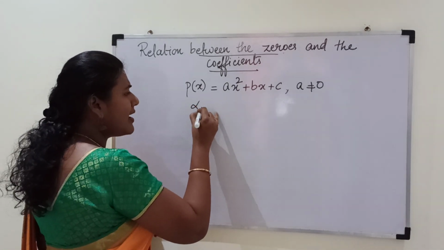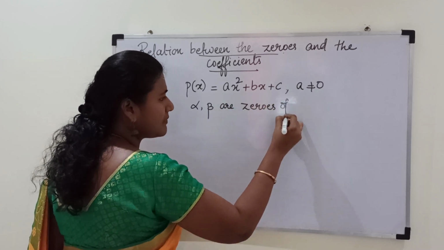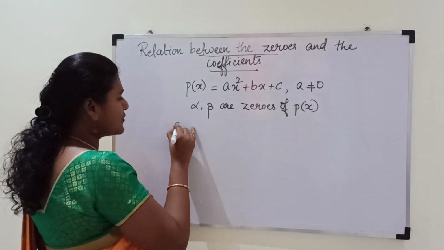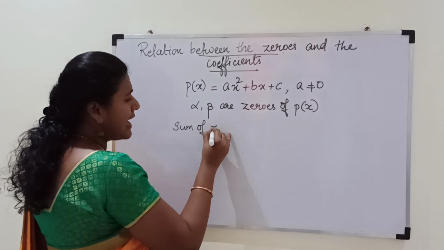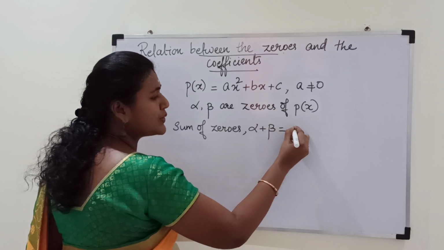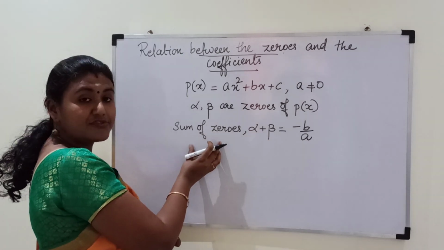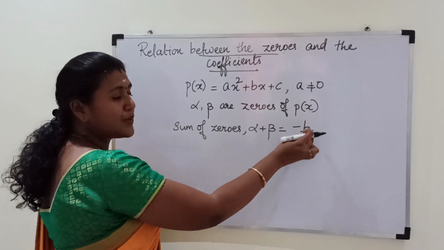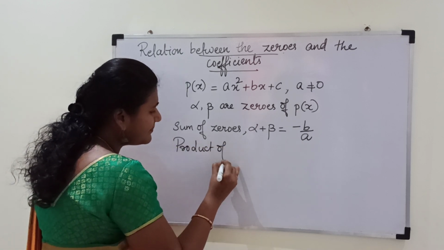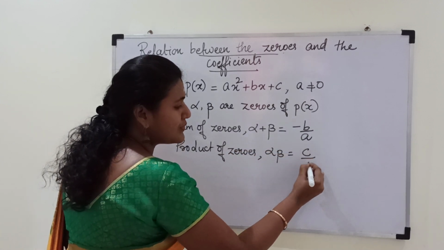So this is the standard form of a quadratic polynomial. Now if alpha and beta are zeros of this polynomial p of x, then sum of zeros, alpha plus beta, is equal to minus b by a. Very important relation: sum of zeros alpha plus beta is equal to minus b by a, and product of zeros alpha beta is equal to c by a.